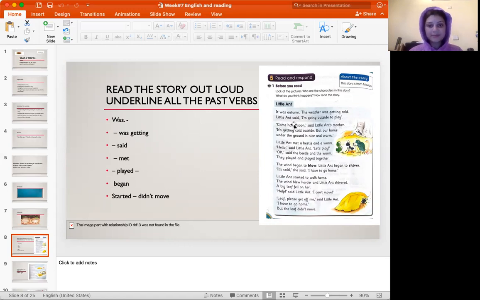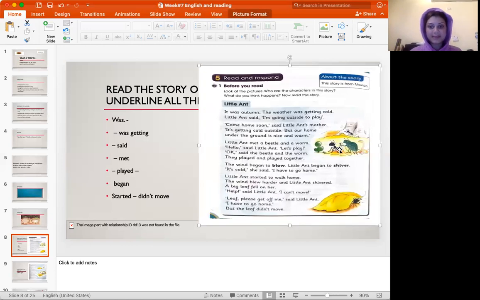Now let's read this story. While we are reading for the first time, I want you to hold a pencil in your hand and underline the verbs in past tense. It was autumn. The first verb we have is was. It was autumn. The weather was getting cold.